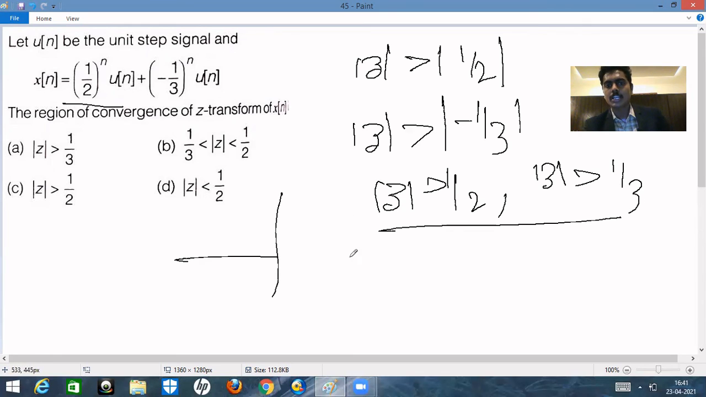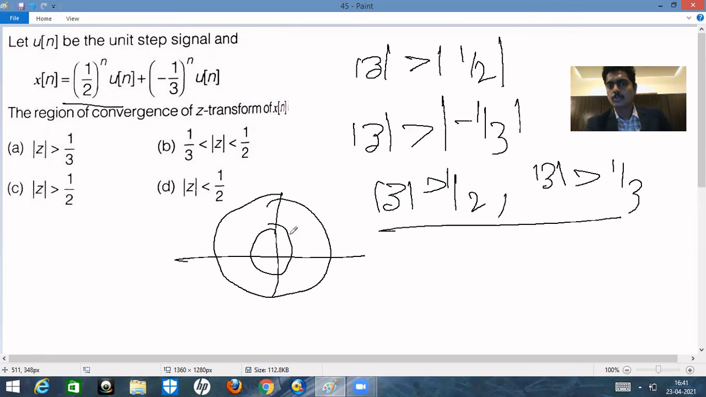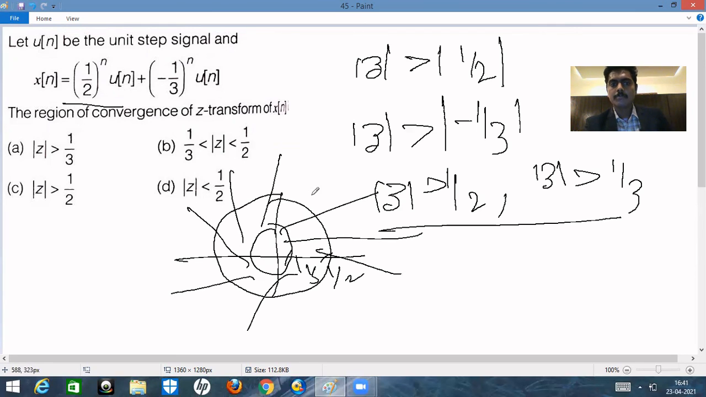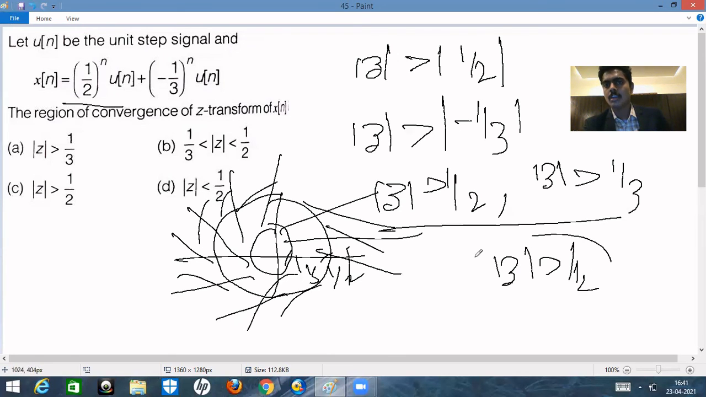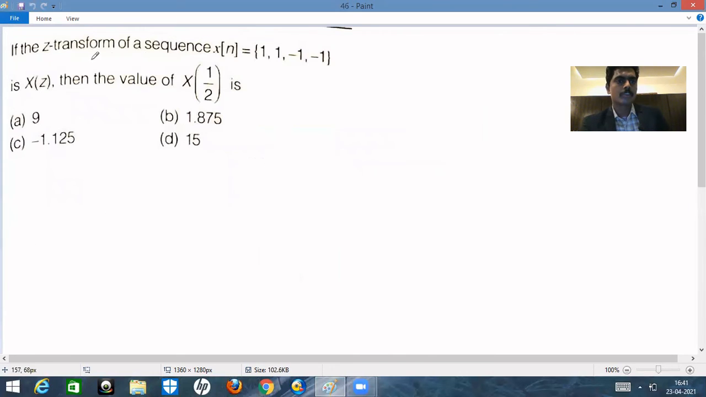So mod z greater than 1 by 2, and 1 by 3: first 1 by 3 comes since it is smaller, then 1 by 2 comes. This will be 1 by 2 and this will be 1 by 3. So mod z greater than 1 by 3 it will be over like this, and mod z greater than 1 by 2 it will be like this. Where is the common ROC? You can find that the common ROC will be mod z greater than 1 by 2 simply. Okay, so this is nothing but the answer, mod z greater than 1 by 2, which is nothing but option C.